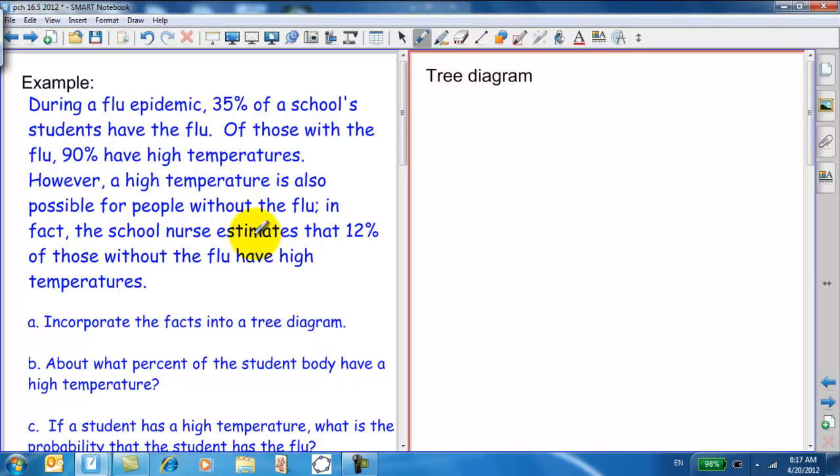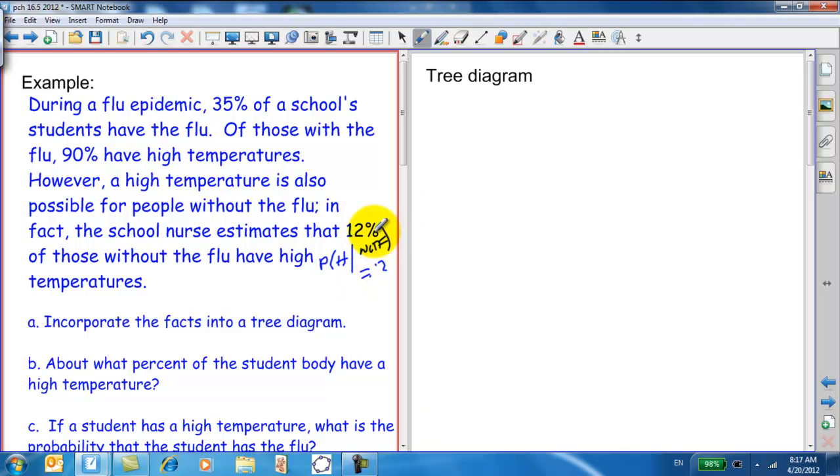So the question is, do you start by separating people by whether they have the flu or not, or whether they have a high temperature or not? Well, look at the questions you're asked later on, which is given. It says the school nurse estimates that 12% of those without the flu have high temperatures. So basically, the probability of a high temperature, given that you do not have the flu, is equal to 0.12.